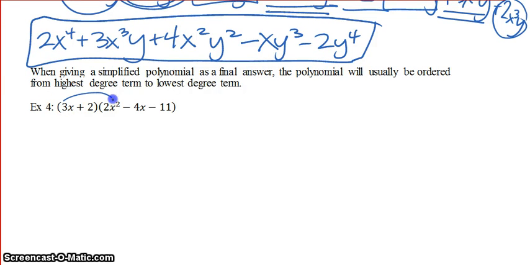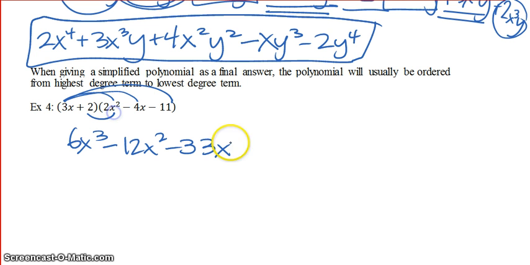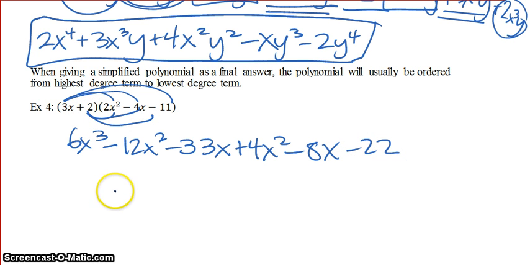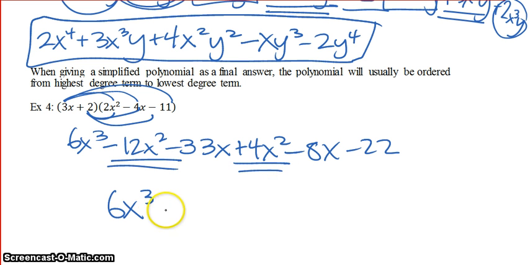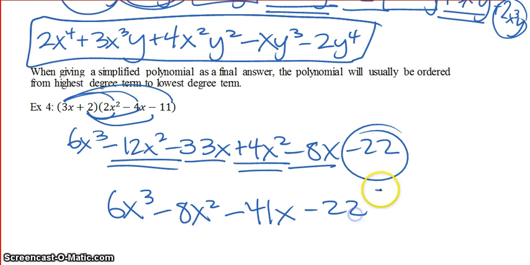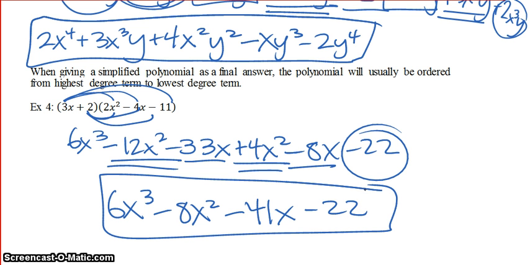So again, that's going to be 6x to the 3rd. We'll go with the highest term of x to the 3rd. Then I'll take the squareds, which will give me a negative 8x squared. We'll take just the x's, which will give me a negative 41x. And then lastly, my number. There you have it. Not too bad. Very similar to what we just did.